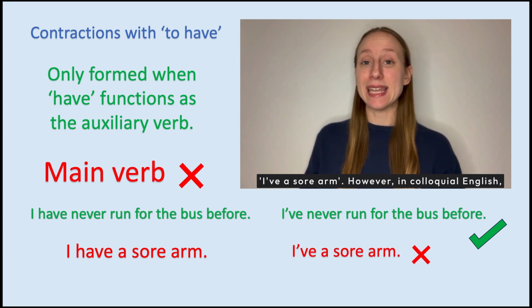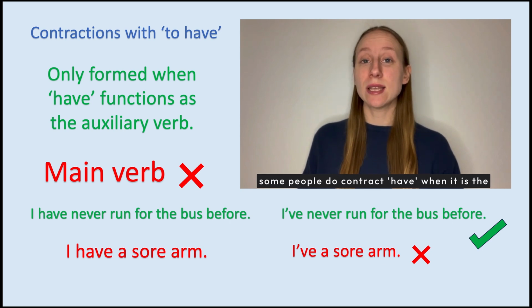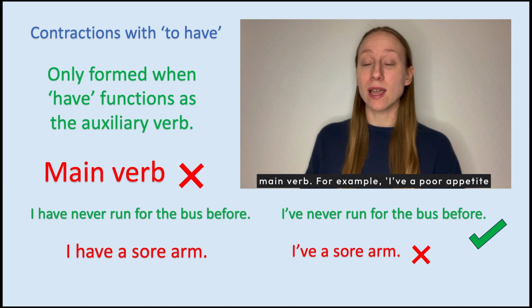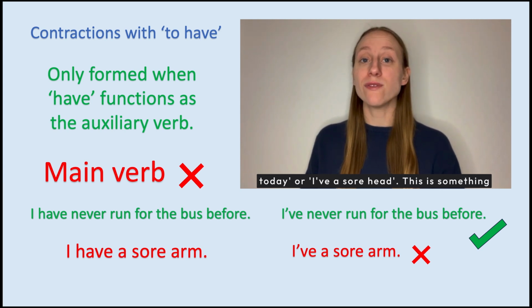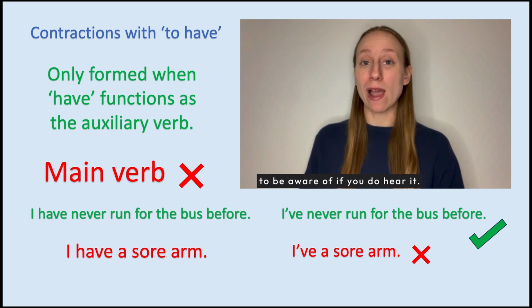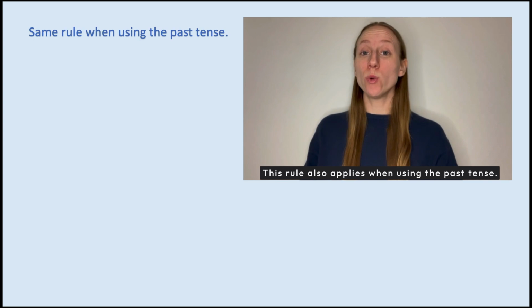However, in colloquial English, some people do contract have when it is the main verb. For example, I've a poor appetite today, or I've a sore head. This is something to be aware of if you do hear it. This rule also applies when using the past tense.